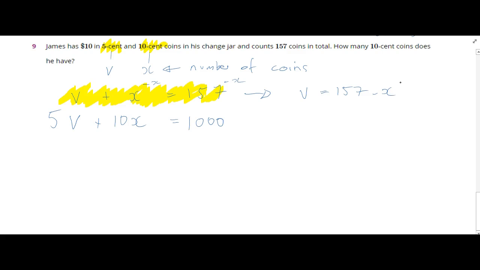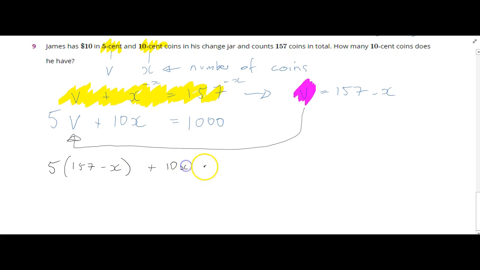I could have used elimination here, but I thought we've done all elimination methods, so let's use substitution. Now we have an expression for V, and I'm going to substitute back into this equation. So this V goes back in here. What I do now is I get 5 times, in brackets, 157 minus X, plus 10X equals 1,000. Now I have to expand this. That's 785. I used my calculator to do that, by the way.